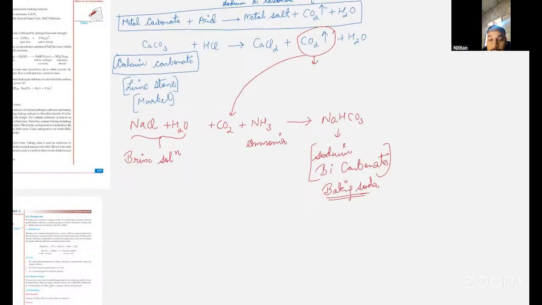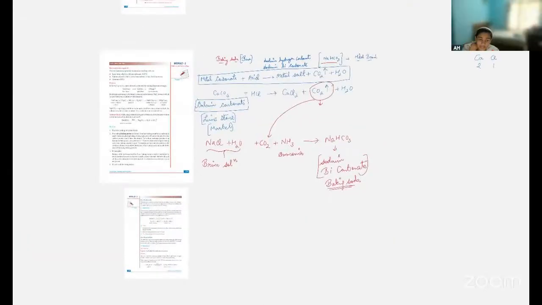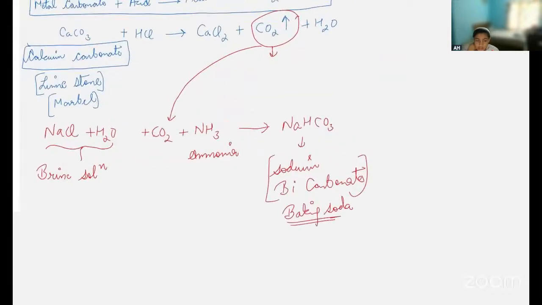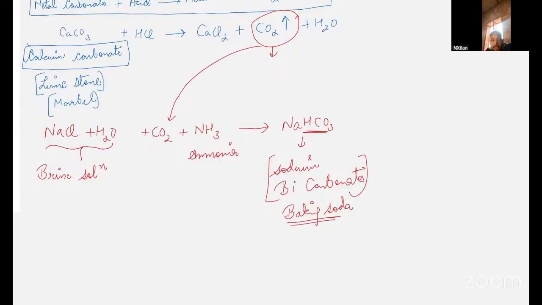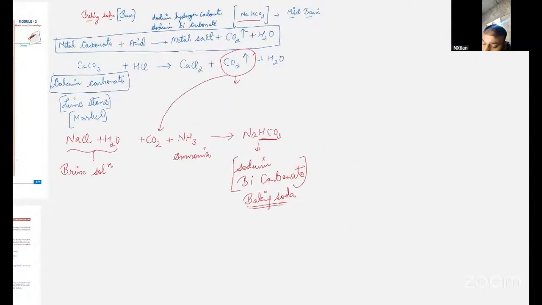No, HCO3 is called bicarbonate. Only CO3 is carbonate. Okay, Na is sodium and HCO3 is bicarbonate. Yes, bicarbonate, we can also say hydrogen carbonate, anything that you like. Got it? NaHCO3, and then we will get NH4Cl, and then what will we get?